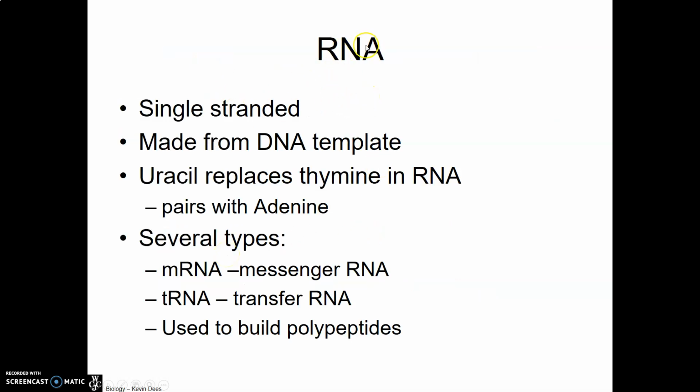All right, now RNA is a single-stranded molecule that's going to be made from our DNA template. One of the differences is that it contains the 5-carbon sugar ribose, not deoxyribose, and it will have uracil that replaces thymine. So uracil forms a hydrogen bond with adenine as we make our RNA templates. Now, as we'll see later in the semester, there are going to be several types of RNA, such as messenger RNA and transfer RNA, and these are all really important as we build our polypeptides.